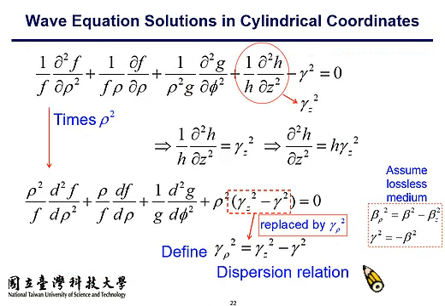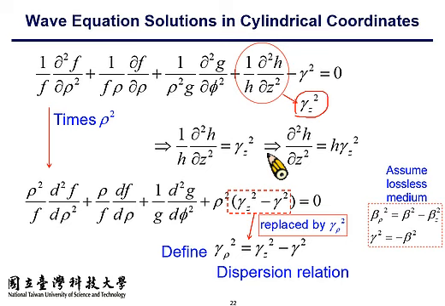And we can further replace the differentiation result with the propagation constant. So gamma z is the projection of the propagation constant gamma on the z direction. We can do that because the z-axis dependence is separated from the other two axes.